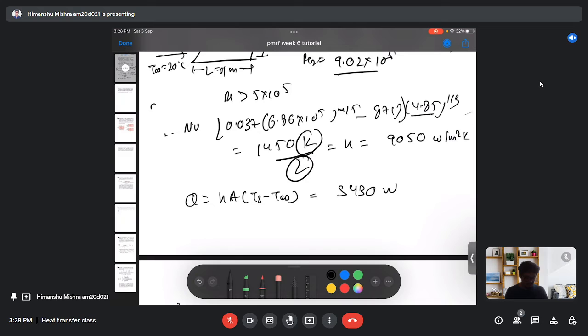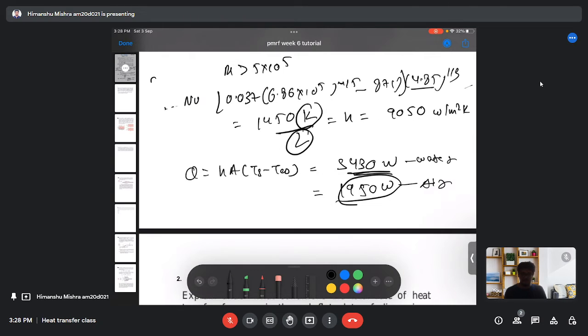So for the air case, we get the heat transfer 1950 watt, and for the water case, this is my heat transfer, and for the air case, this is my heat transfer. So we can imagine, for the water case, the length is just 0.1 meter. And for the air, the plate was much bigger, of 2 meters.